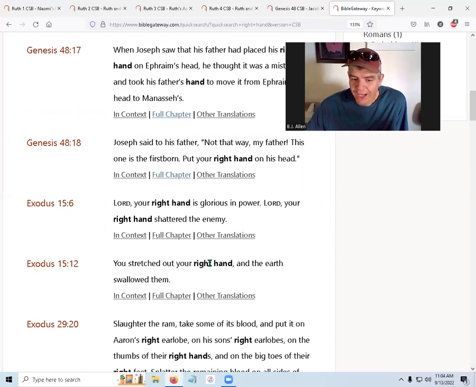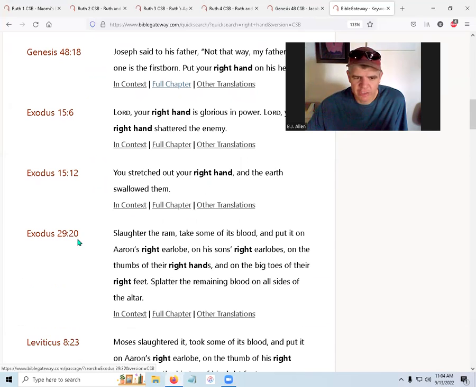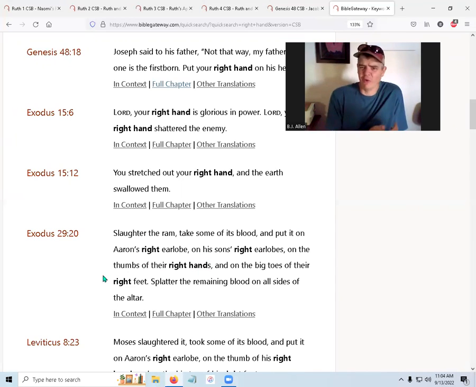Exodus 15:12. You stretched out your right hand and the earth swallowed them. Exodus 29:20. Slaughter a ram. So now we're in a different part. We're talking about sacrifices now. Slaughter the ram, take some of his blood, and put it on Aaron's right earlobe, his sons' right earlobes, the thumbs of their right hand, the big toes of their right feet. Why are you putting blood from a sacrifice on somebody's earlobe and thumbs and toes? Ugh. I don't know. I don't want blood on my thumb and toes on my ear. Like that blood came out of that animal, and you're going to smear it on my ear. But the main point is right earlobe, right hand, right feet.